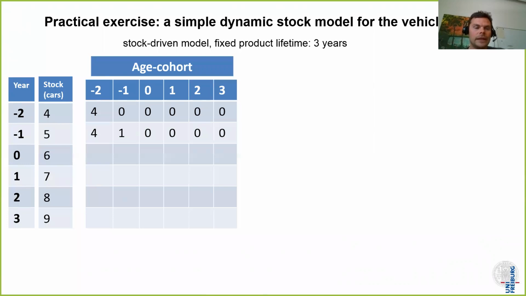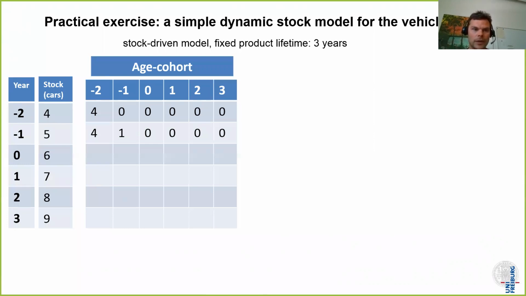What you see here in the left column is the years. It starts from -2, so this was 2 years ago. 0 is the present year, and then we look 3 years into the future. And we have a stock scenario. This is the second column from the left, showing a slowly increasing stock from 4 units 2 years ago to 6 units in the present year, up to 9 units in 3 years from now. And now we want to build up this model using the stock-driven model.